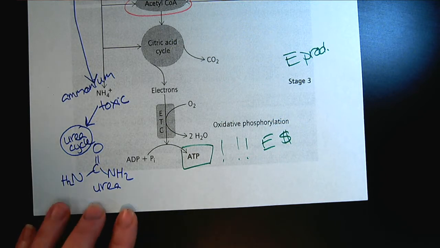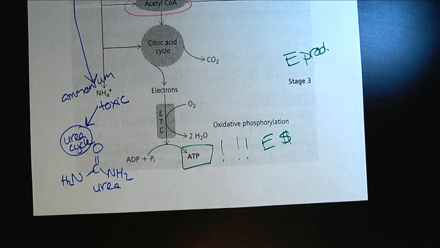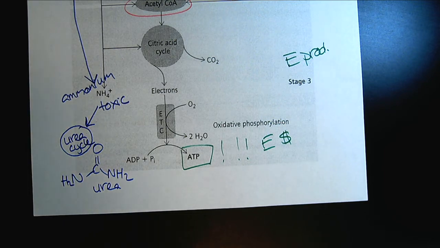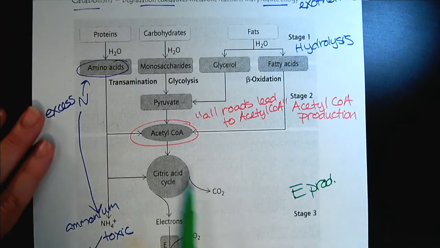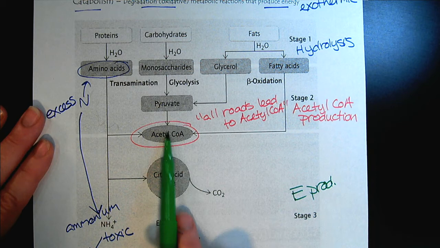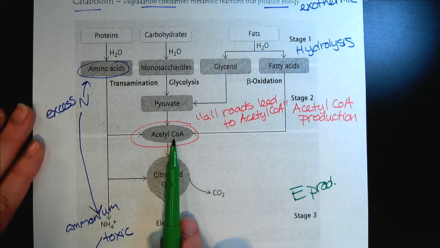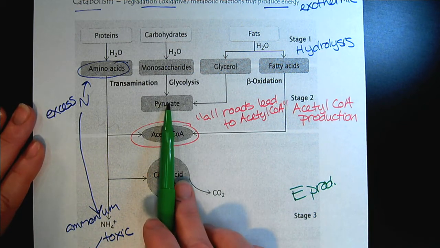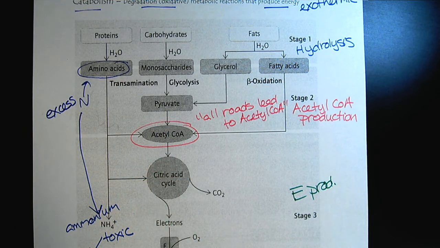So now we'll go ahead and move on to the next page and look at what happens right before the citric acid cycle. We've seen how fatty acids can produce acetyl CoA. Let's look a little more closely at what happens with pyruvate and acetyl CoA.